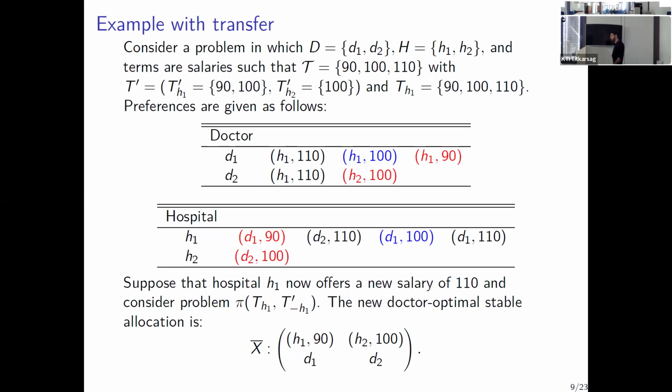So by adding a new term, which is a higher salary, and still considering the doctor optimal stable allocation, we can see that D1 is now working. And the intuition behind this example is that by adding this new salary, this creates a competition among doctors because they both want this term. And this competition forces Dr. D1 to accept a lower salary to have a job, to stay.